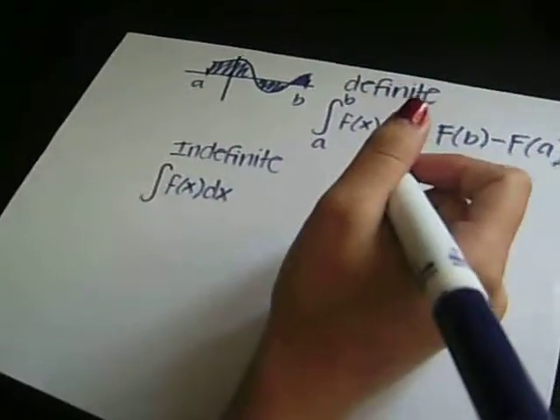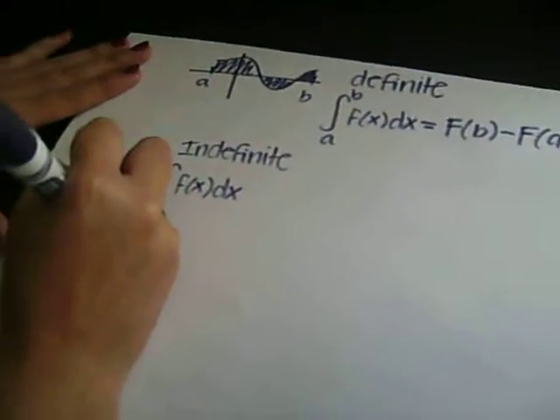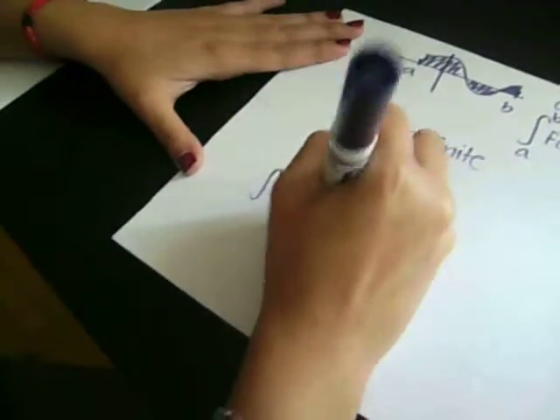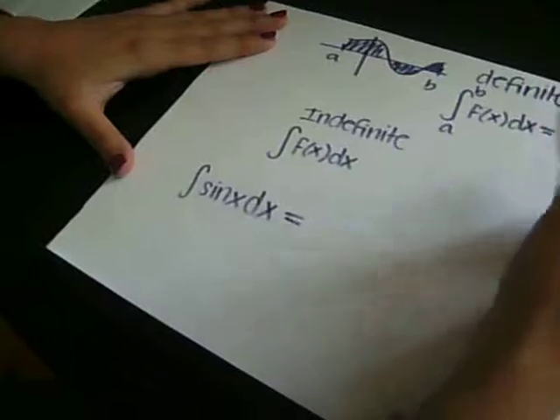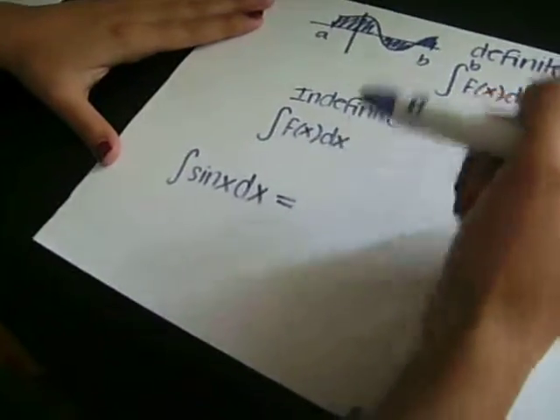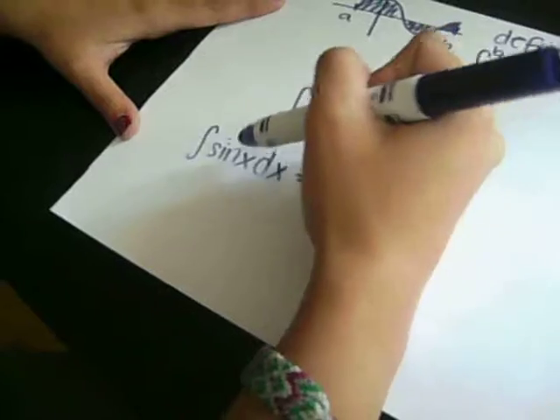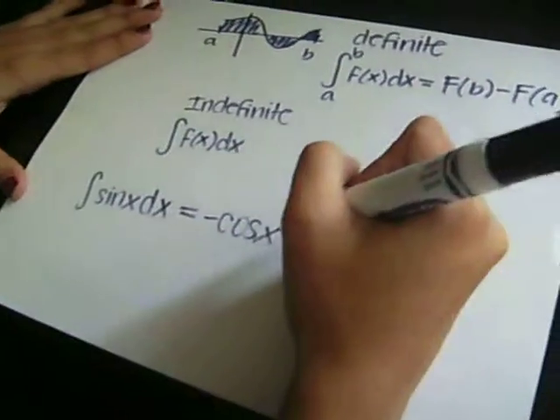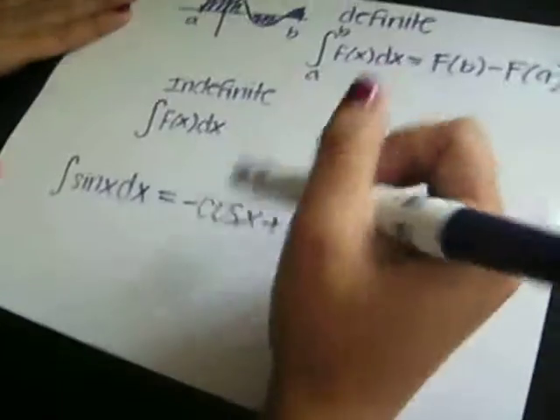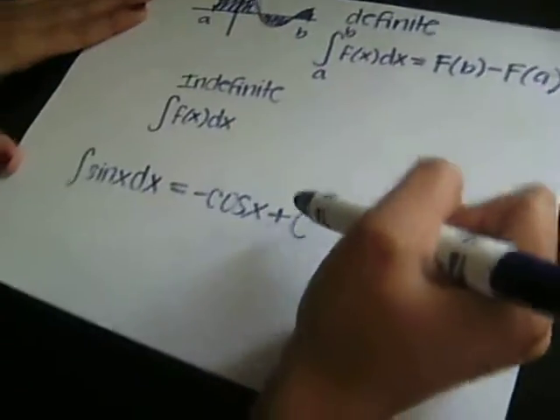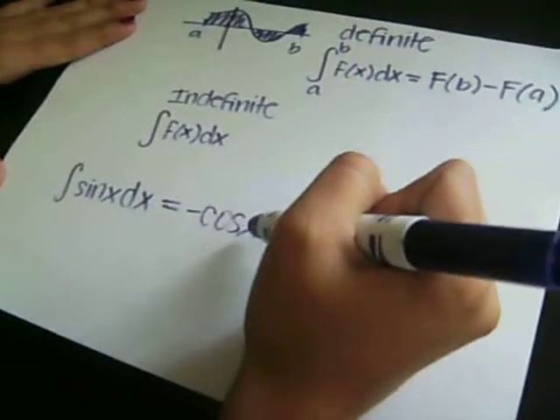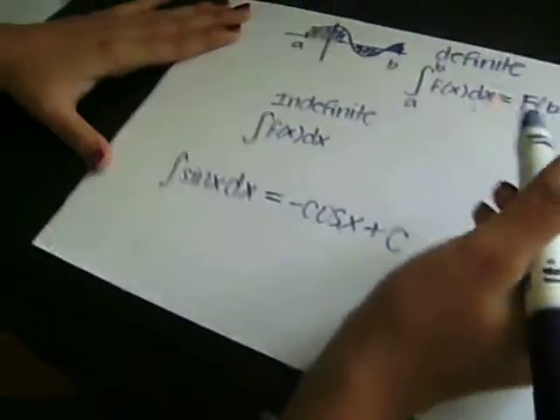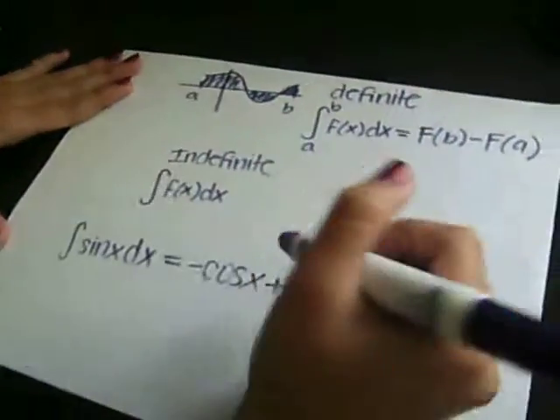So this one is very simple. The antiderivative of sine of x dx. So what you do here is you have to work backwards. The antiderivative of sine of x is negative cosine of x plus c, because when you derive negative cosine of x, you get sine of x. So this is what I mean when I say working backwards. This one is just one problem, very simple.